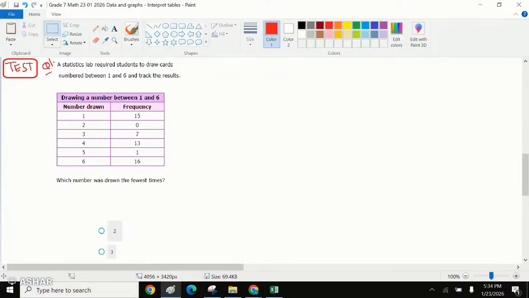And the question they're asking us is, which number was drawn the fewest times? Fewest would always mean the least, right? Fewest is least, but in this case, the least what? Least frequency. So what should be the answer?